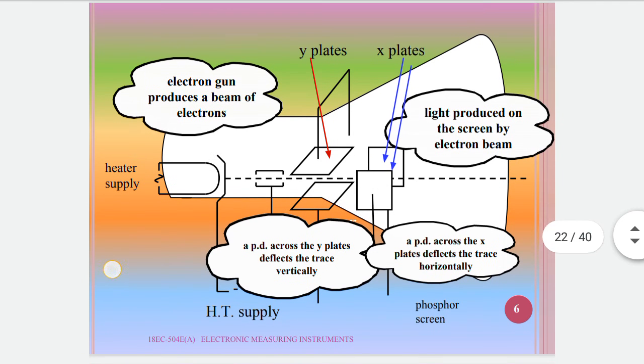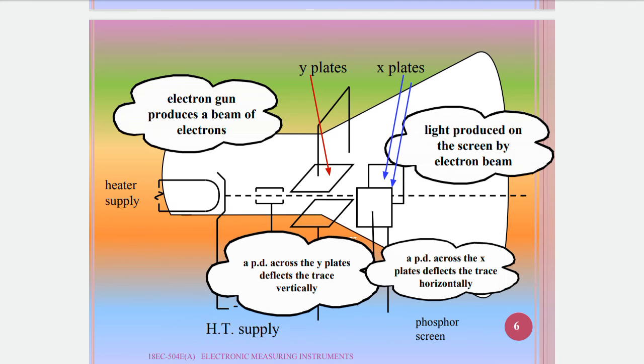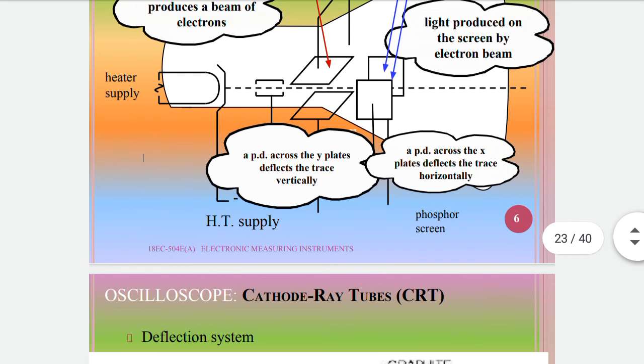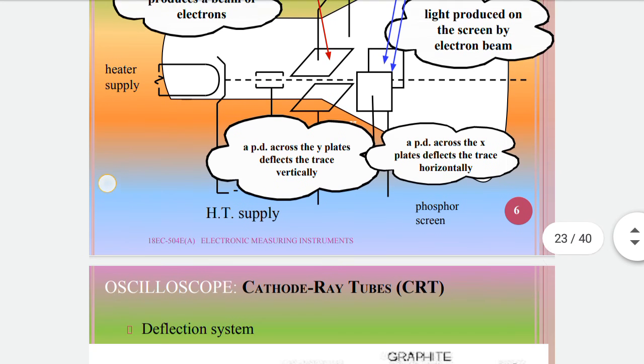Here you can see the electron gun produces a beam of electrons, and there is a heater supply. A potential difference across the Y plates deflects the rays vertically. A potential difference across the X plates deflects the rays horizontally. Light is produced on the screen by the electron beam. There is an HT supply.